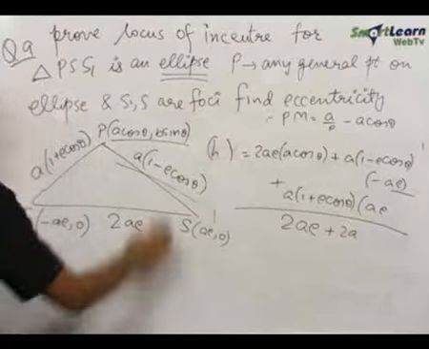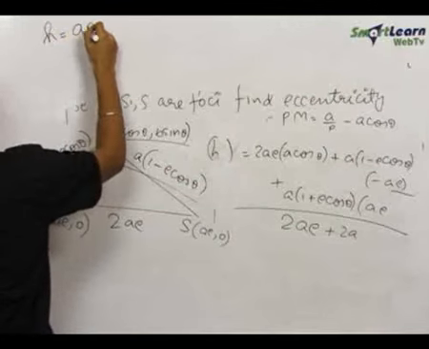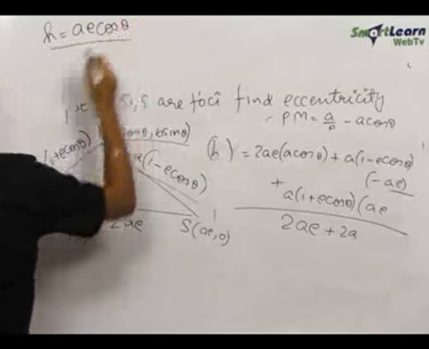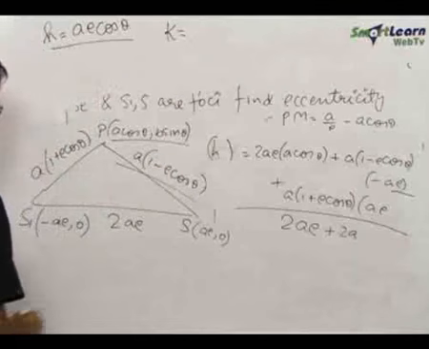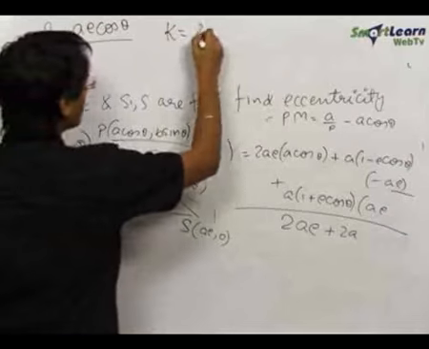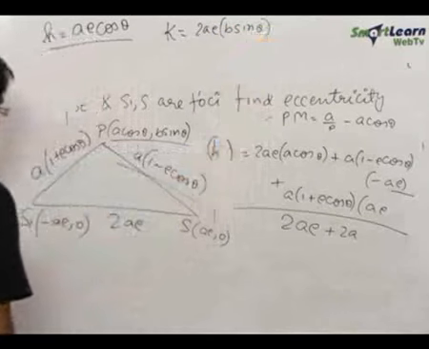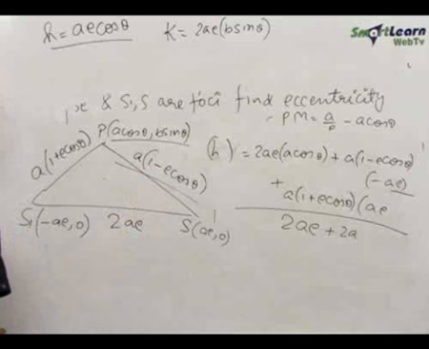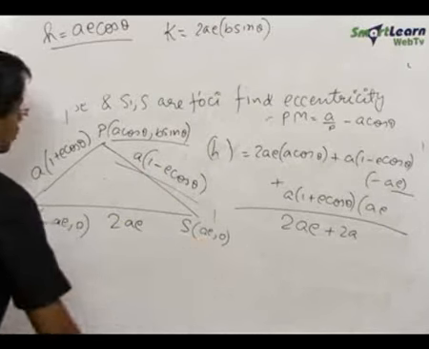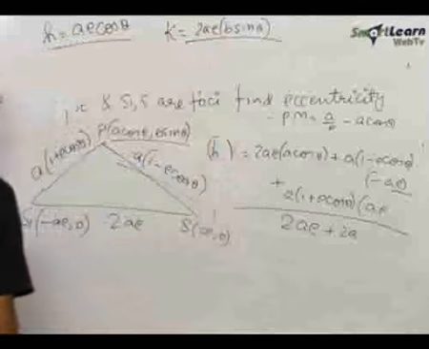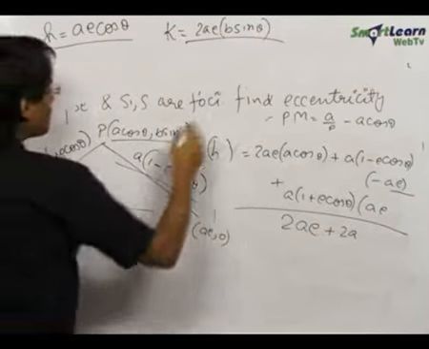On solving this, we get h equals ae cos theta. Similarly, we can write k as 2ae into b sin theta, plus a into (1 minus e cos theta) times 0, which is 0, and a into (1 plus e cos theta) times 0, that is 0. So this is 2ae into b sin theta divided by the entire length, which is 2ae plus 2a.